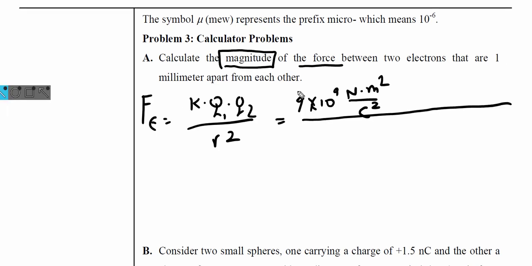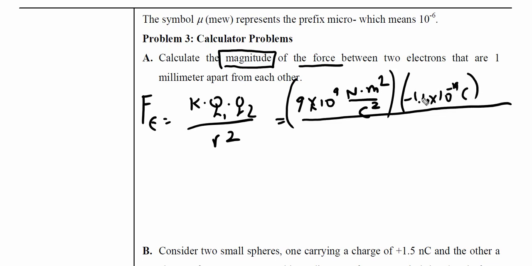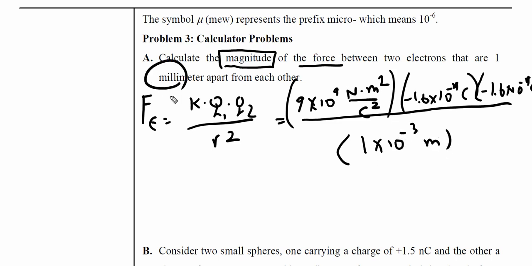Here's the K, the constant. We have two electrons, so this is going to be negative 1.6 times 10 to the negative 19 coulombs. There's one electron, and then the other electron has negative 1.6 times 10 to the negative 19 coulombs. And then the denominator is going to be 1 millimeter apart. That's 1 times 10 to the negative 3 meters. Why? Because it's millimeters. You're going to want to go back and review some of your prefixes from our first set of notes ever in this class.